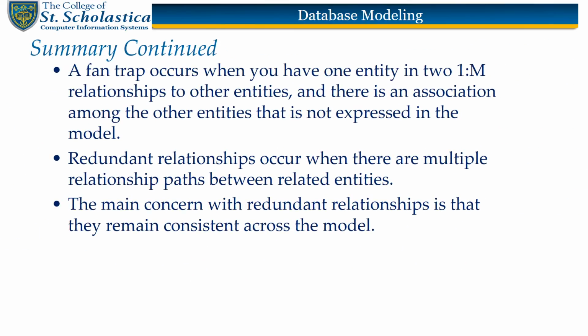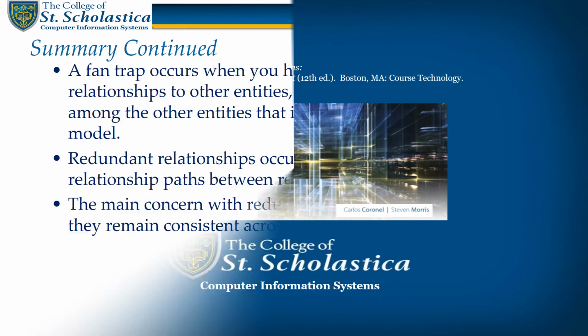A fan trap occurs when you have one entity in two one-to-many relationships to other entities, and there is an association among the other entities that is not expressed in the model. Redundant relationships occur when there are multiple relationship paths between related entities. The main concern with redundant relationships is that they remain consistent across the model.